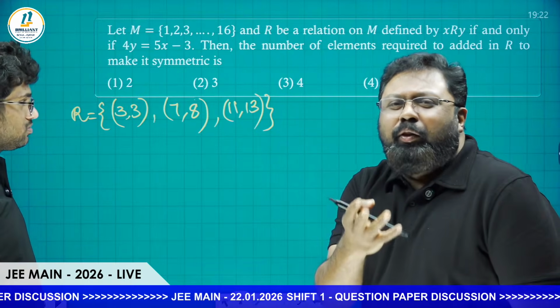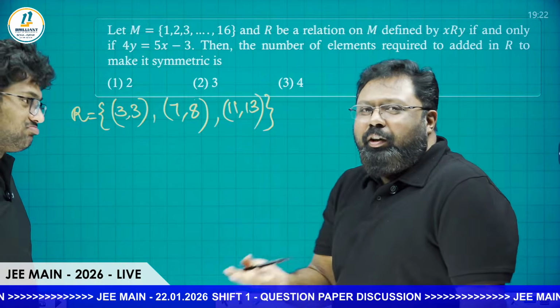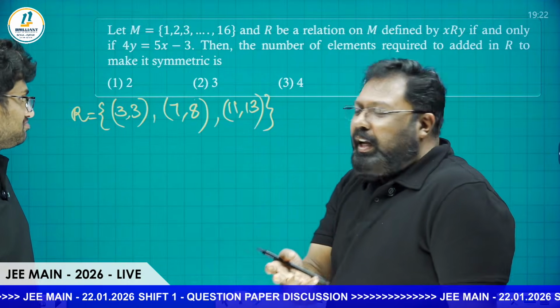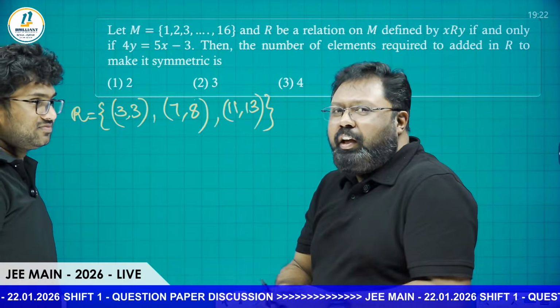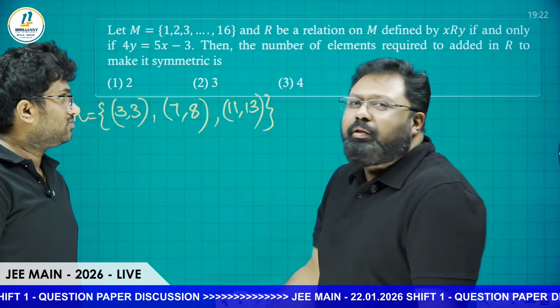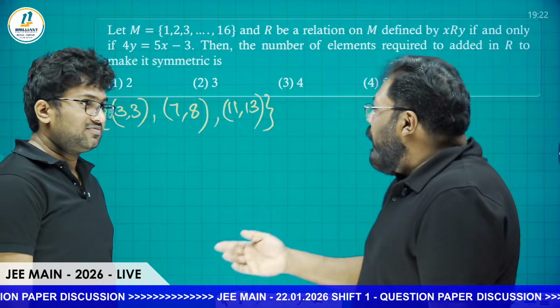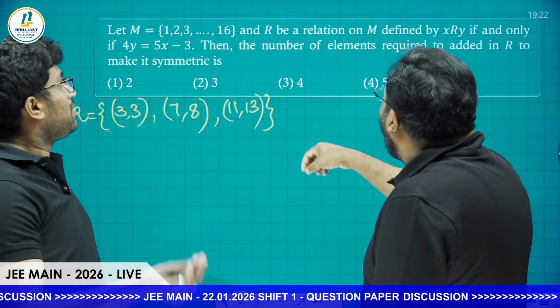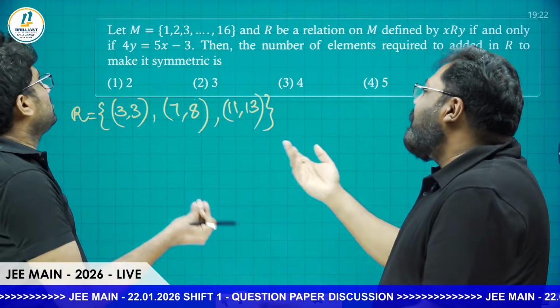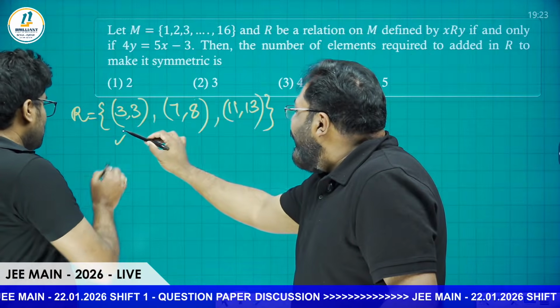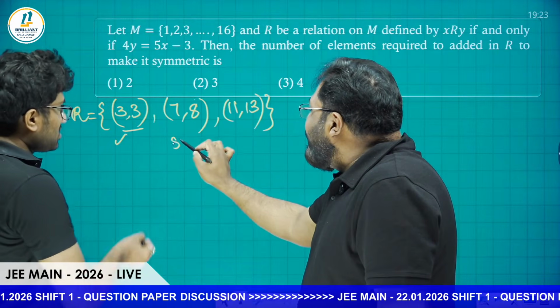Not even good for 12th standard. For 11th standard basics, when you are starting relations, this is a good question. Form the roster from the relation. Now they want the minimum number of pairs to be added to make it symmetric. So already 3, 3 is okay, fine. But for 7, 8, it needs 8, 7.